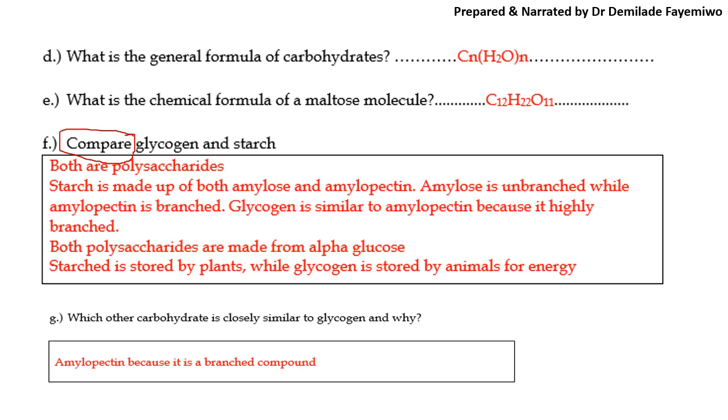The last question here on the slide is, which other carbohydrate is similar to glycogen? And that is amylopectin. So amylopectin is what makes up starch. Starch is equal to amylose plus amylopectin. All right. And like we said earlier, amylopectin is a branched molecule, not necessarily highly branched, but it's a branched molecule because it has alpha 1,4 and alpha 1,6 glycosidic bonds.